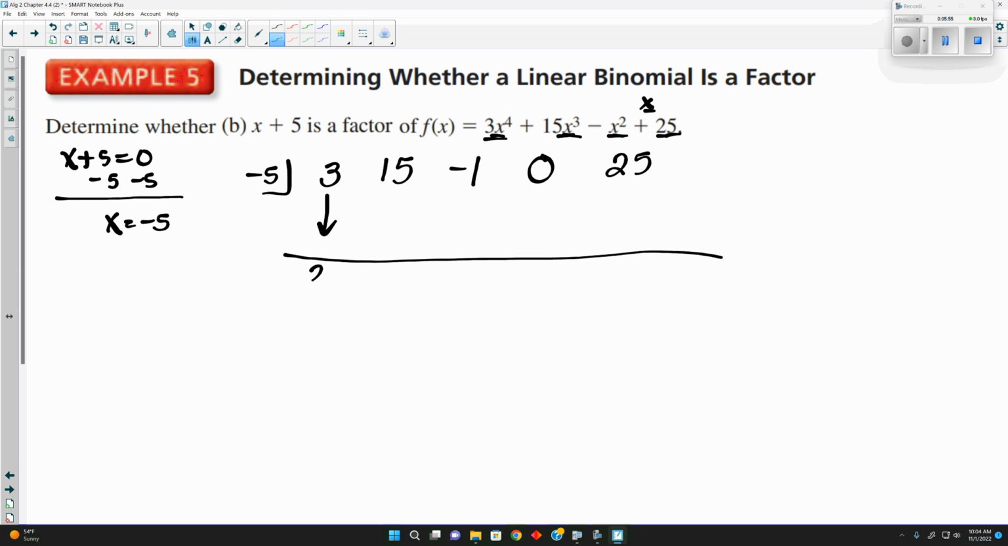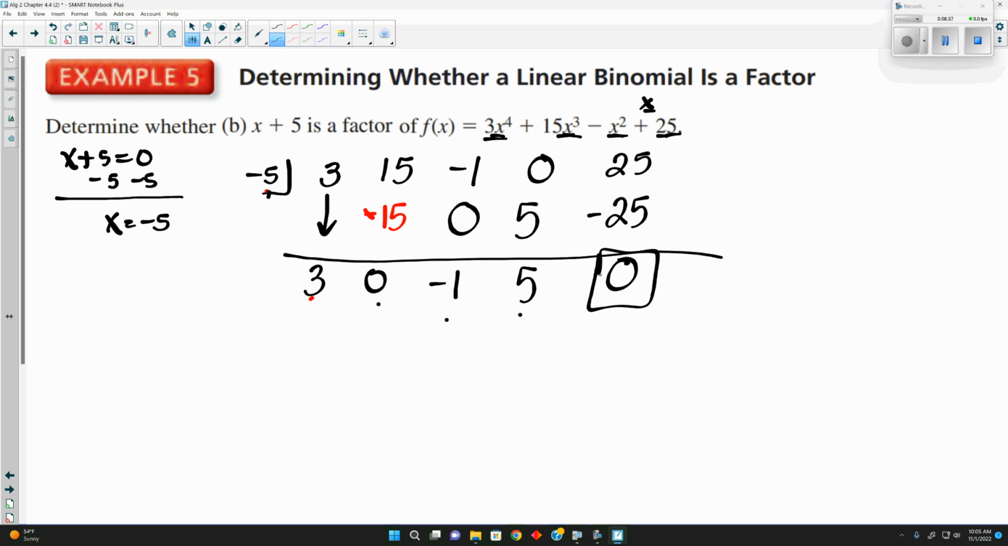And the first thing we do is bring down the 3. Negative 5 times 3 is negative 15. 15 plus negative 15 is 0. Negative 5 times 0. Negative 1 plus 0. Negative 5 times negative 1. 0 plus 5. 5 times negative 5. 25 plus negative 25. Is x plus 5 a factor?